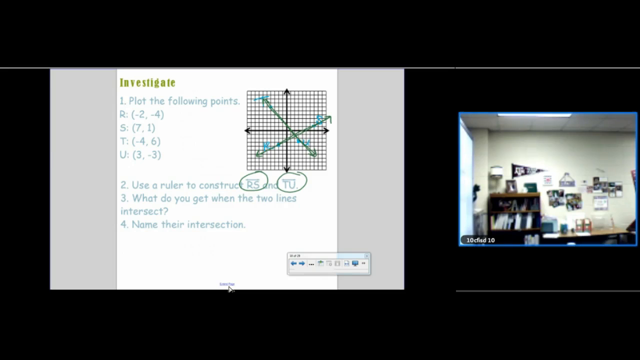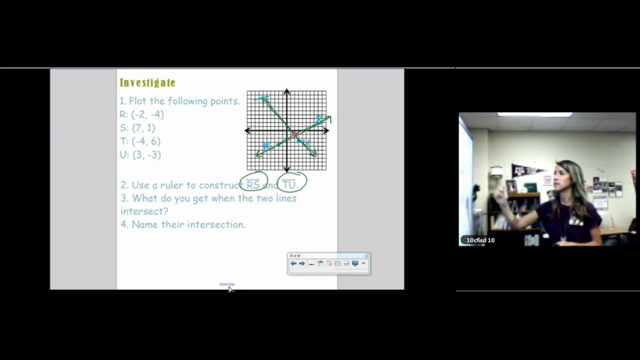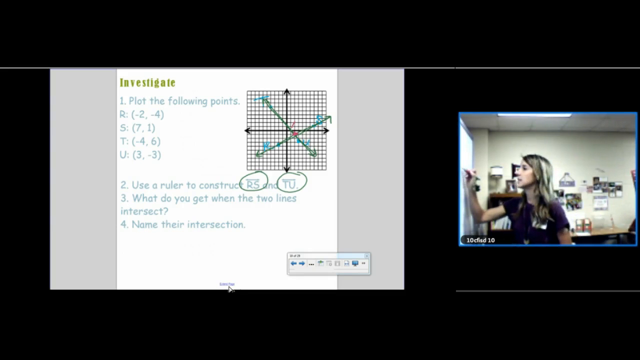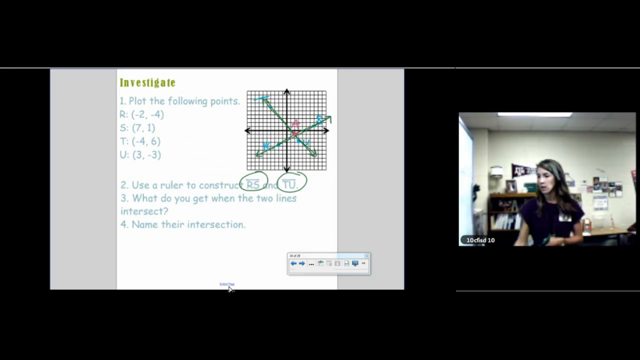What do you get at their intersection? What is that? Is it a point? Is it a line? Is it a plane? What is this right here? It's a point. Name it whatever letter you want. Name that point. A, M, R, L, I don't care. Oh, we already have a T. I can't name it T. I'll do A for my first name later.